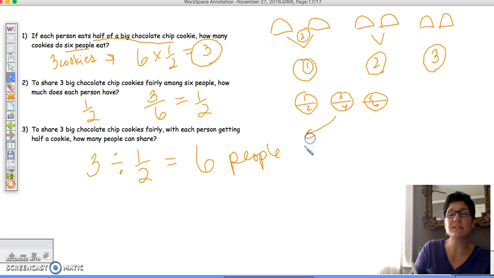So what's interesting is that this diagram is actually a helpful hand to this guy right over here. So it says to share 3 big chocolate chip cookies fairly with each person getting half a cookie, how many people can share? So you're taking 3 cookies and you're dividing it into halves, and when you divide it into halves, you actually wind up with 6. So, 3 divided by a half is equal to 6. So another way to look at it is right over here, because here it is. You have a half, a half, a half, a half, a half, a half, and there are 6 halves that will give you a 3.